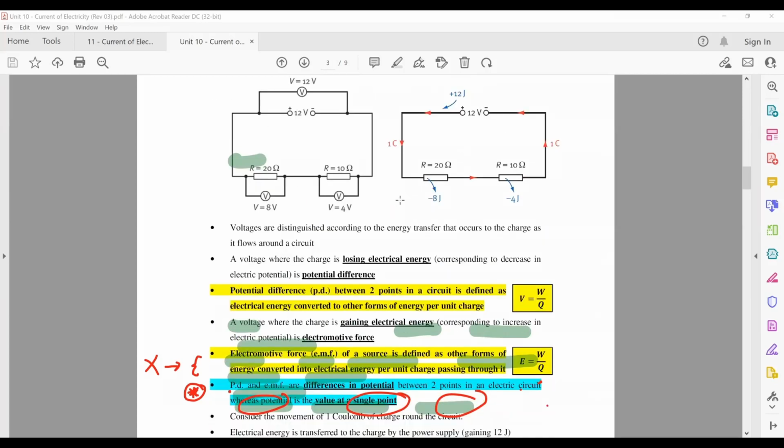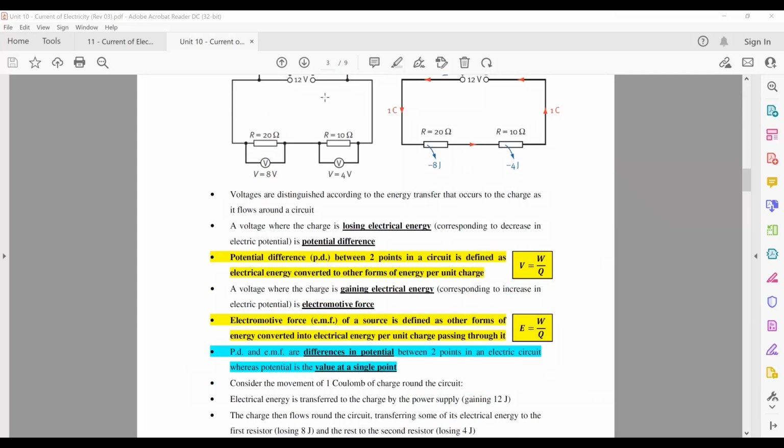Now, on the other hand, if you have a voltage where charge is gaining electrical energy, corresponding to an increase in electric potential, that is electromotive force, EMF. Electromotive force is defined as other forms of energy converted to electrical energy per unit charge passing through it. So EMF E equals other forms of energy converted to electrical per unit charge. Again, this is the formal definition that you should use if you're asked about EMF.